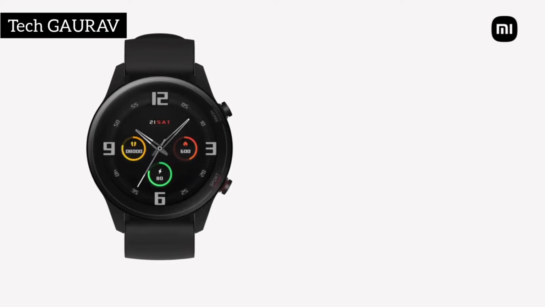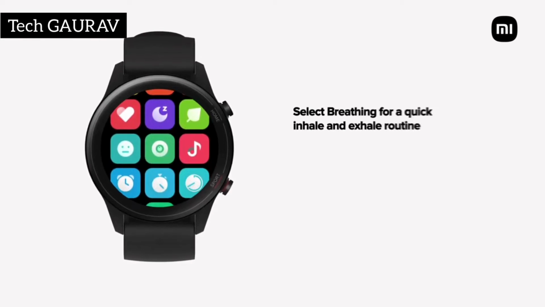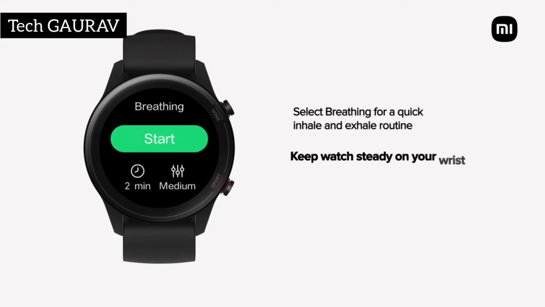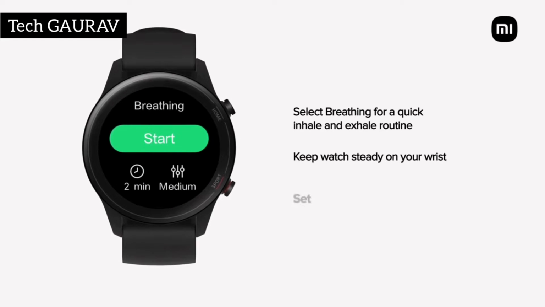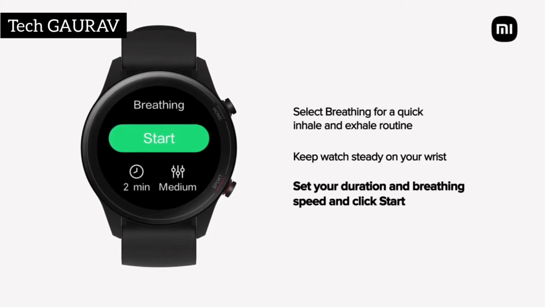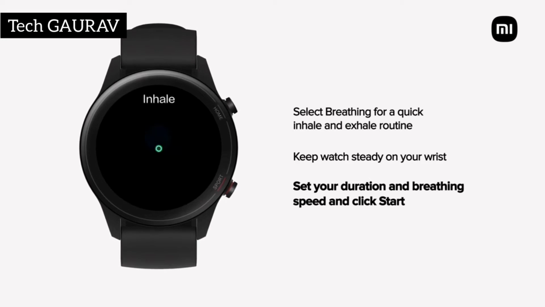How to track your breathing. Select the Breathing function. Make sure the watch is placed steadily on your wrist. Set your preferences for duration and breathing speed, then click the Start button.